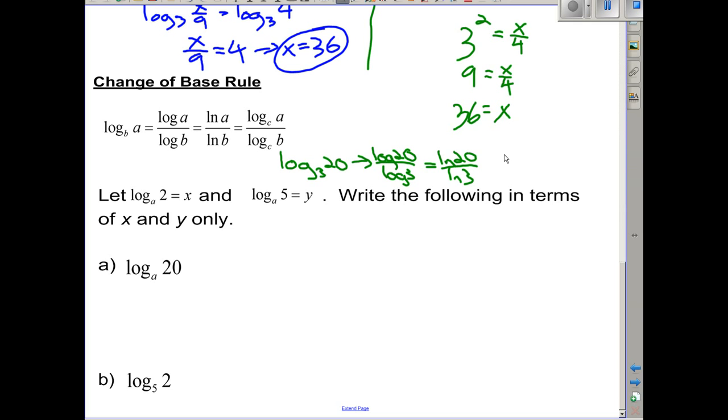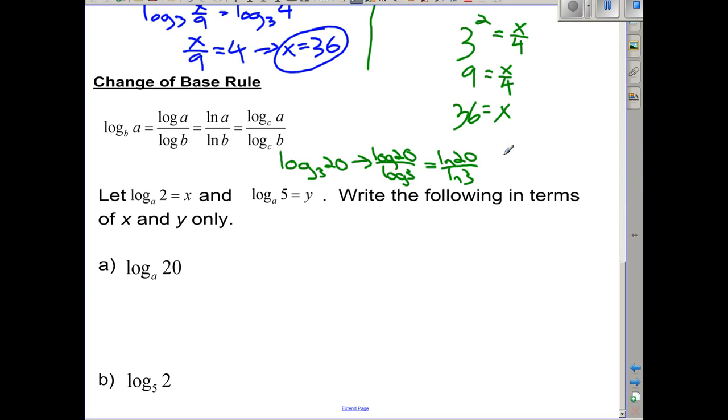Log base a of 2 is x. Log base a of 5 is y. Write the following in terms of x and y only. Now I know sometimes students will be inclined to try and solve for a. You can't do that, and that's not what the question's asking you for anyways. Just looking for an expression in terms of only x and y that represents log base a of 20.